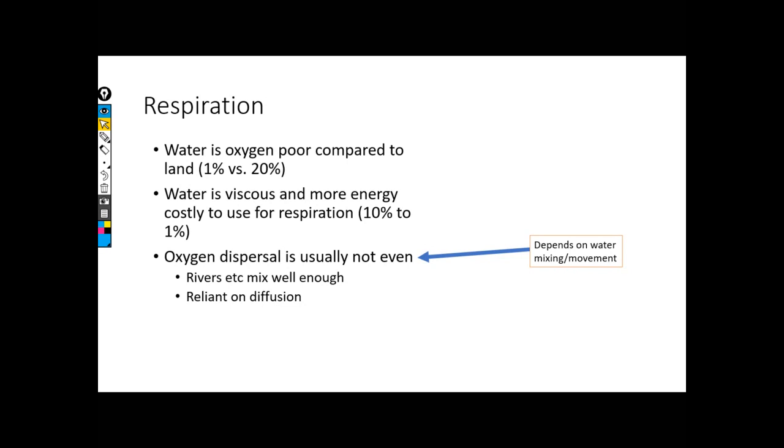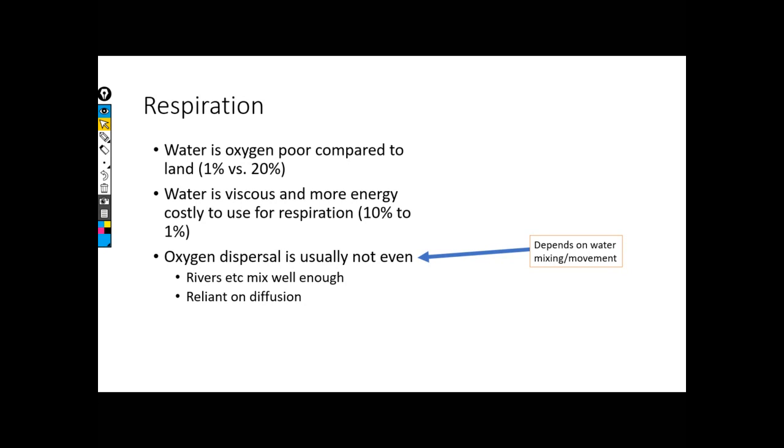Remember, we talked already with body movement about how if you're going to move around in water, we deal with that by being more fusiform. So there are going to be additional challenges for sucking that in. It's going to be harder to move that into our mouths and into our respiratory organs. And when you put these two together, the fact that water is very thick and viscous and naturally oxygen poor, the dispersal of oxygen in water is not going to be even.